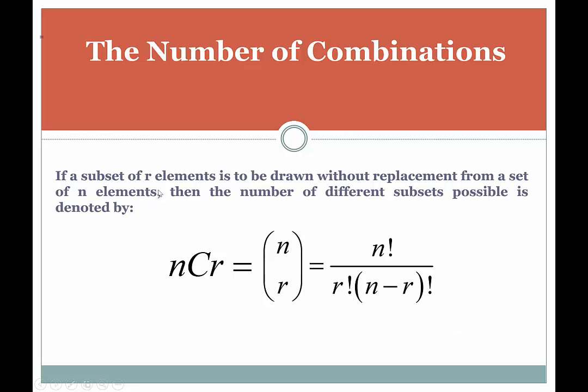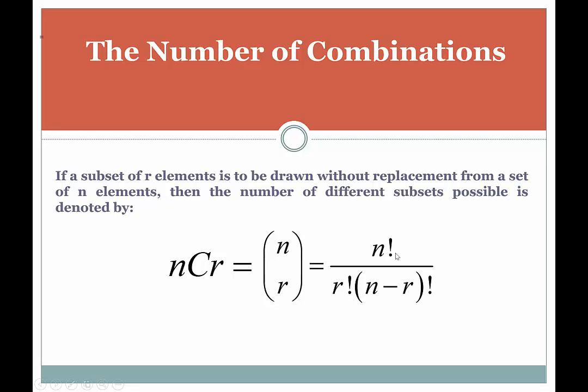All right, if a subset of R elements is to be drawn without replacement from a set of N elements, then the number of different subsets possible is denoted by this formula. So if you want to count the number of combinations, this is the formula to do it. This is NCR. C stands for combinations, but it's often read, to make it more intuitive, as out of N items, choose R items. That's very easy to remember. So out of N items, choose R items. This is special notation, which means exactly the same as this. And then this is the formula.